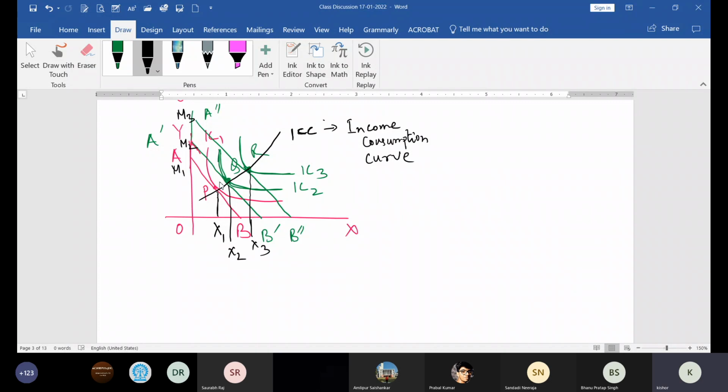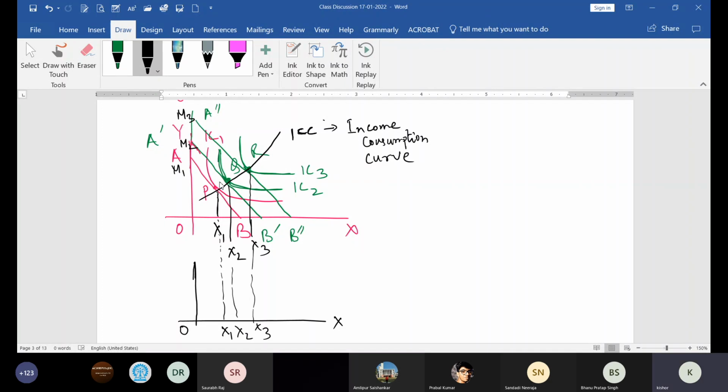Similarly, the equilibrium quantity of Y also you can draw on the Y axis. In the Engel curve, what are we doing? From the ICC curve only you can draw an Engel curve. So what we are doing here, we are considering on the X-axis the equilibrium quantity of X you are purchasing at different levels of your income, M1, M2, M3. So here I am considering, suppose X1, X2, and X3.